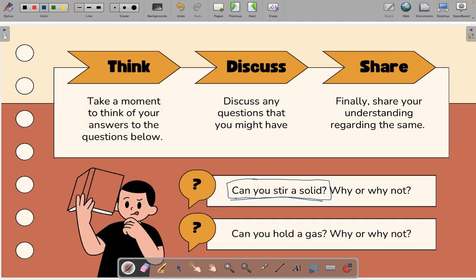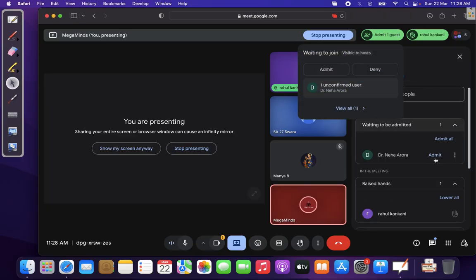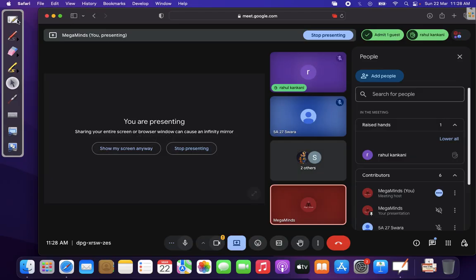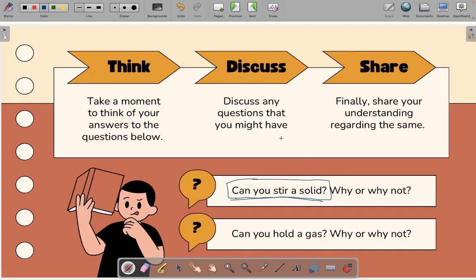Sir, because it is closely packed. Yeah, it is closely packed and the particles are not allowed to flow, right? In a solid, they are only allowed to vibrate. So if you look at the structure of a solid, whenever you get a question on can you do this with a solid, can you do this with a liquid, can you do this with a gas, you have to look at how the particles of solid or liquid or gas are arranged.